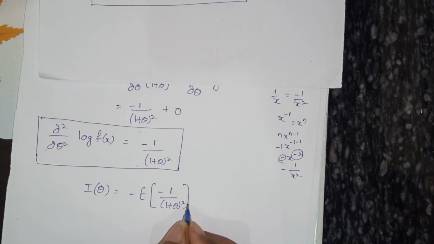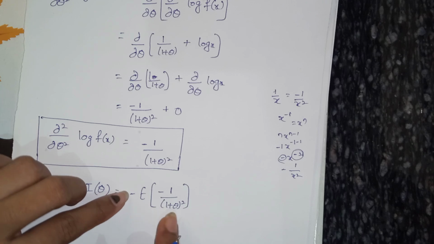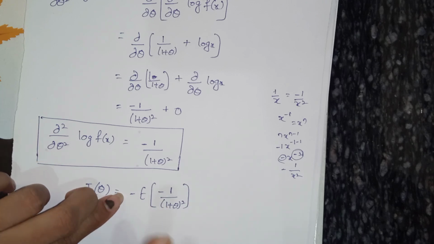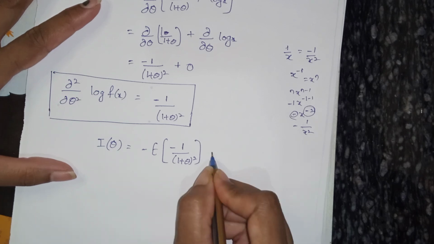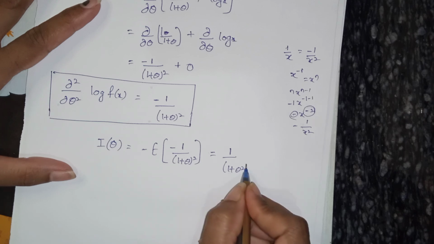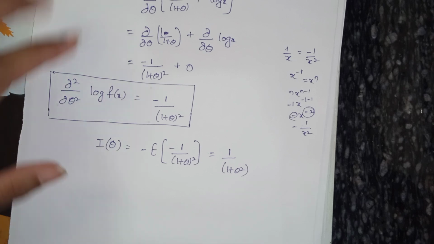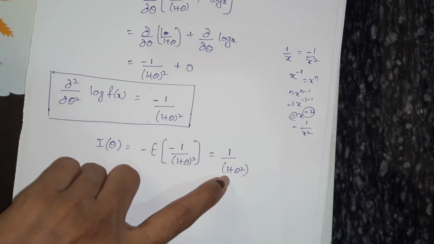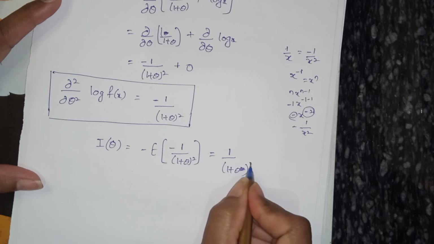Okay, so what does this value become? Expectation. So minus becomes plus. Finally we get here 1 by 1 plus theta square. See here, for expectation we don't add any constants, only variables. That means x, y variables only we add expectation. So that's why here we get directly 1 by 1 plus theta whole square. Okay.